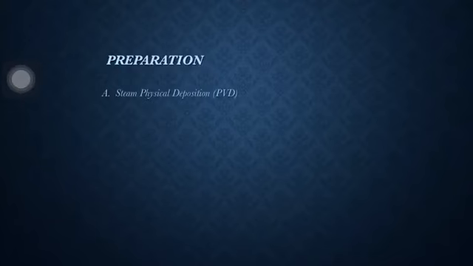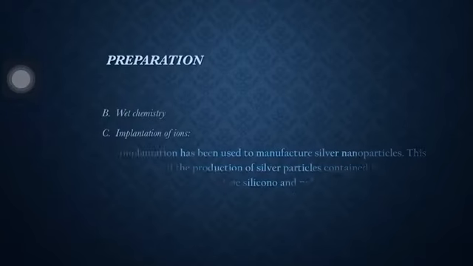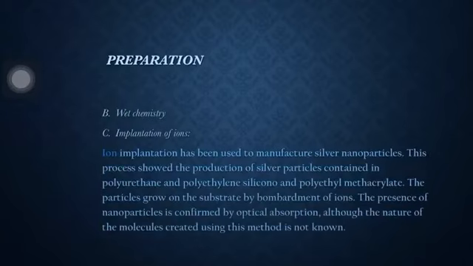Preparation by physical vapor deposition, or by wet chemistry, or implantation of ions. Ion implantation has been used to manufacture silver nanoparticles. This process shows the production of silver particles contained in polyurethane, polyethylene, silicon, and polyethyl methacrylate. The particles grow on the substrate by bombardment of ions. The presence of nanoparticles is conferred by optical absorption.